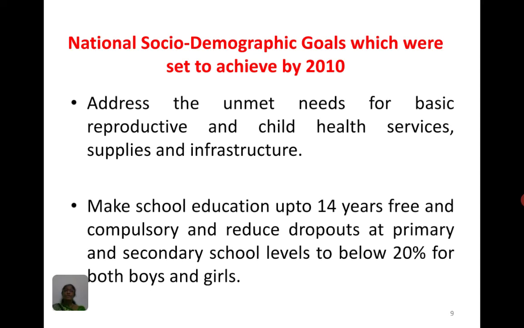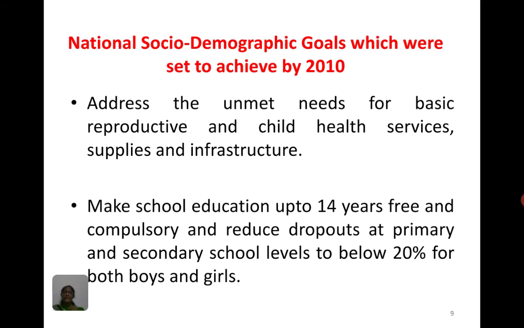National socio-demographic goals, which were set to be achieved by 2010, were to address the unmet needs for basic reproductive and child health services, supplies, and infrastructure; make school education up to 14 years free and compulsory; and reduce dropouts at primary and secondary school levels to below 20% for both boys and girls.